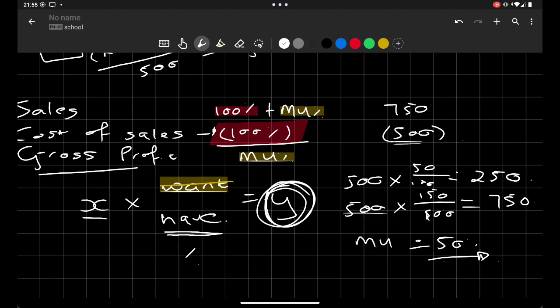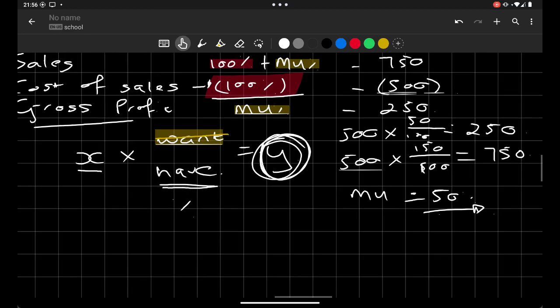Now, to check that the answer that we have here is the actual one, we're gonna substitute in the place of gross profit this 250. And when you calculate with pure maths, 750 minus 500 should give us 250. Are you with me? So whatever amount that they give you here, you're able to calculate the other two. Let me prove it further on.